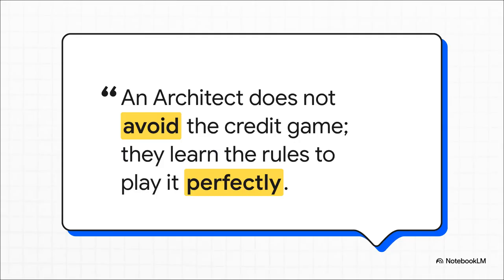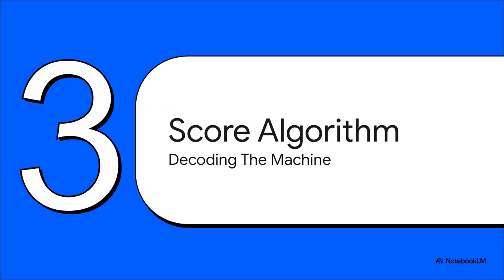And this leads us to a core truth for today. An architect does not avoid the credit game. They learn the rules to play it perfectly. Exactly. You don't get a medal for hiding from the financial system out of fear. You build wealth by engaging strategically. You learn the exact rules of the grid, and you play it perfectly to your advantage. So let's crack open that machine in part 3, decoding the score algorithm.